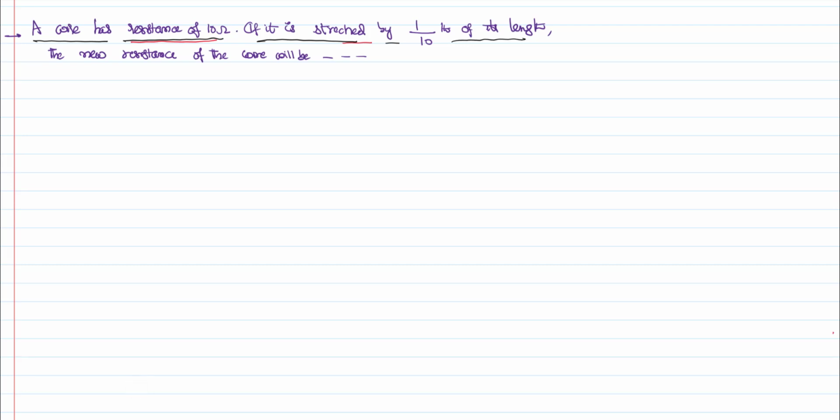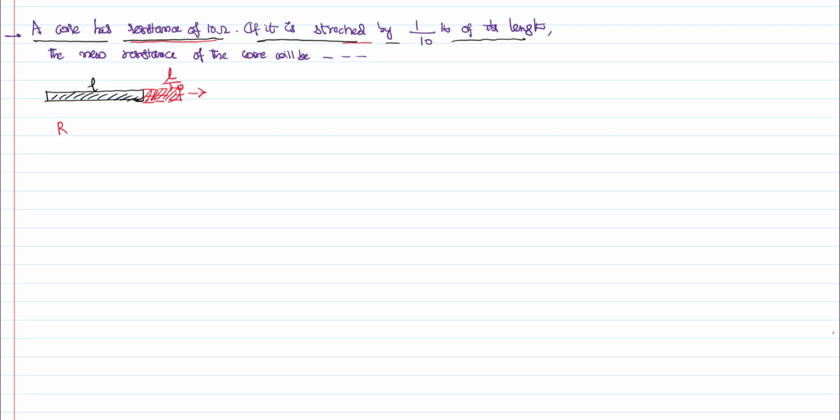So what he is saying in the problem is there is a wire of length L. Now it is stretched in such a way that its length is increased by 1/10th of its length. That means the new length is L plus L by 10. What's the new resistance? As the length changes, resistance also changes. How much is the new resistance is the question.